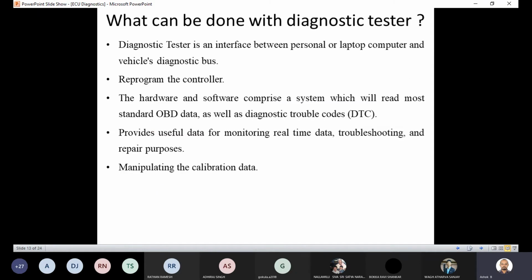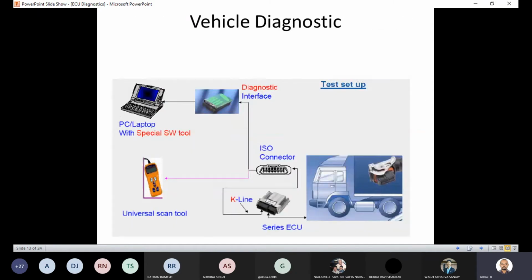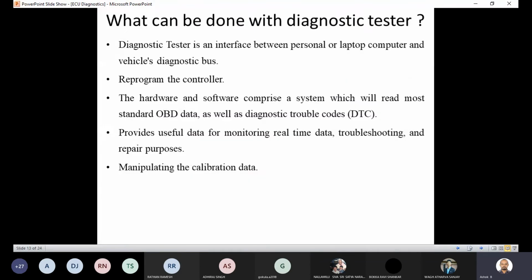So what can be done with the diagnostic tester? This is a typical diagnostic tester. The scanning tool, or the PC or laptop with the particular diagnostic software, is what we call a diagnostic tester. The diagnostic tester is an interface between a personal or laptop computer and the vehicle diagnostic bus, that is the OBD. Through the diagnostic tester, you can reprogram the controller to a certain extent.